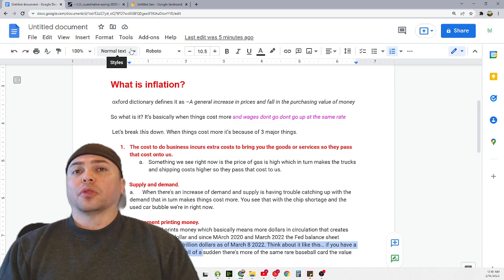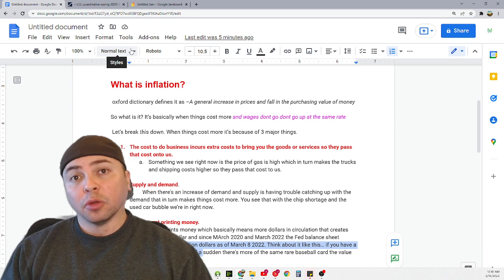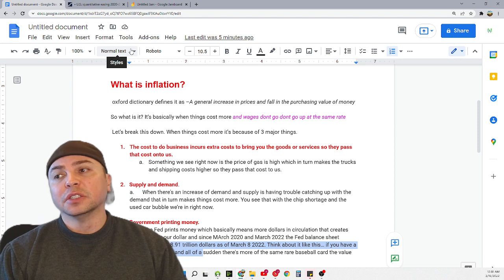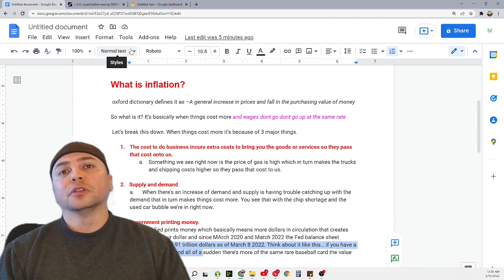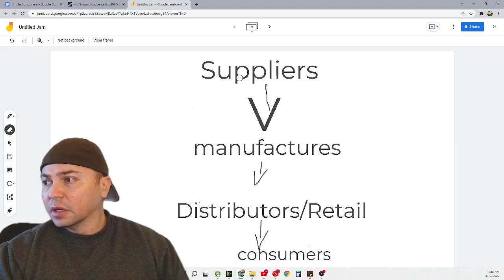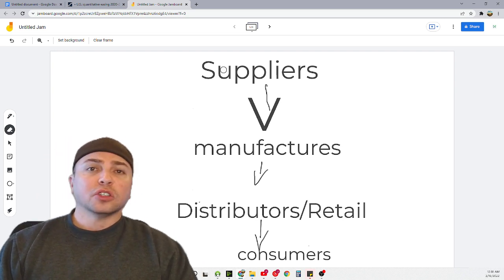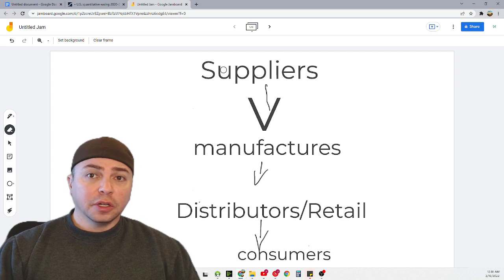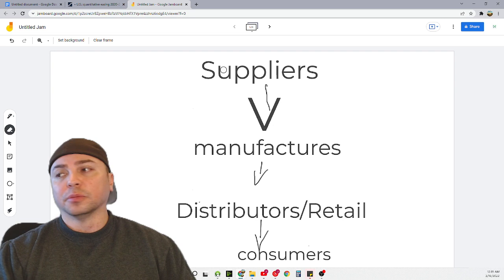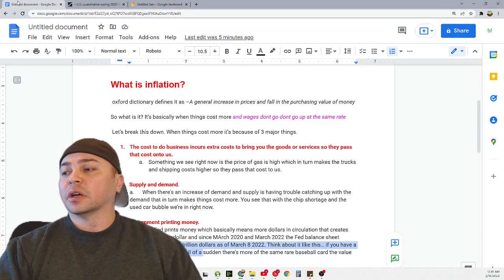So again, three reasons why inflation happens. In other words, why prices go up. The cost of providing services or goods goes up, which in turn we pay more money. Actually, I kind of wrote down suppliers, manufacturers. Okay, so basically, when suppliers get charged more, the manufacturers are going to incur those charges, so they're going to charge the distributors and the retail, and in turn, they're going to charge the consumers. So it's just a little drop down effect in how the price actually goes down to us.